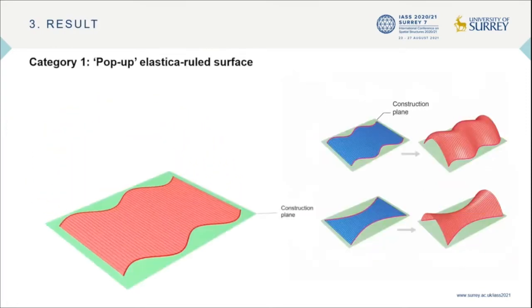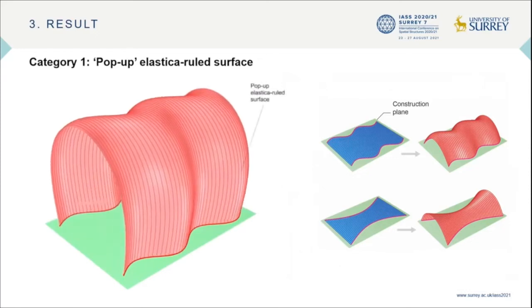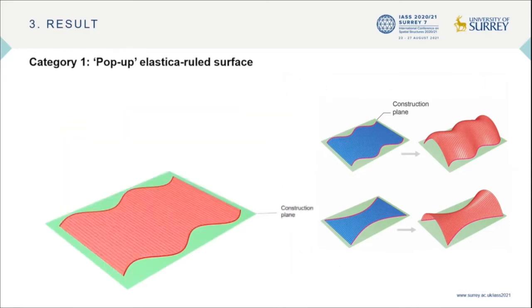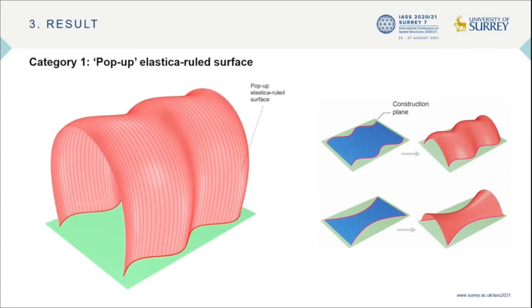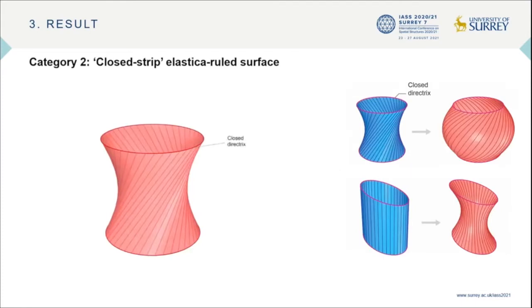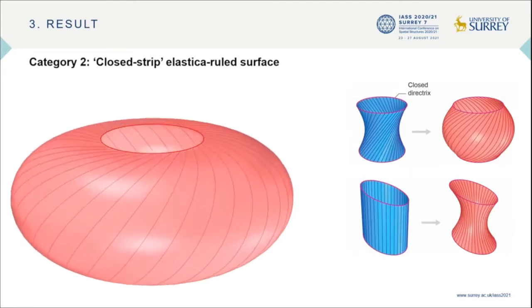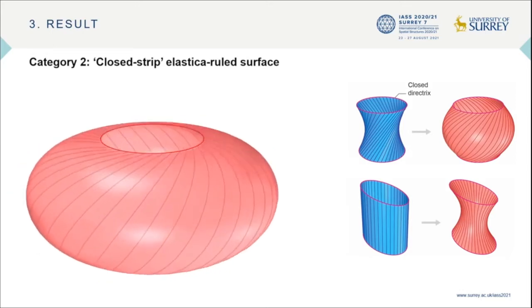Category 1 elastica-ruled surfaces are those that start with planar line ruled surfaces. Interestingly, transforming a planar line ruled surface gives an out-of-plane pop-up elastica-ruled surface. In Category 2, if the line ruled surface is tubular or a closed strip, this transformation may completely change the shape of the tube or strip.